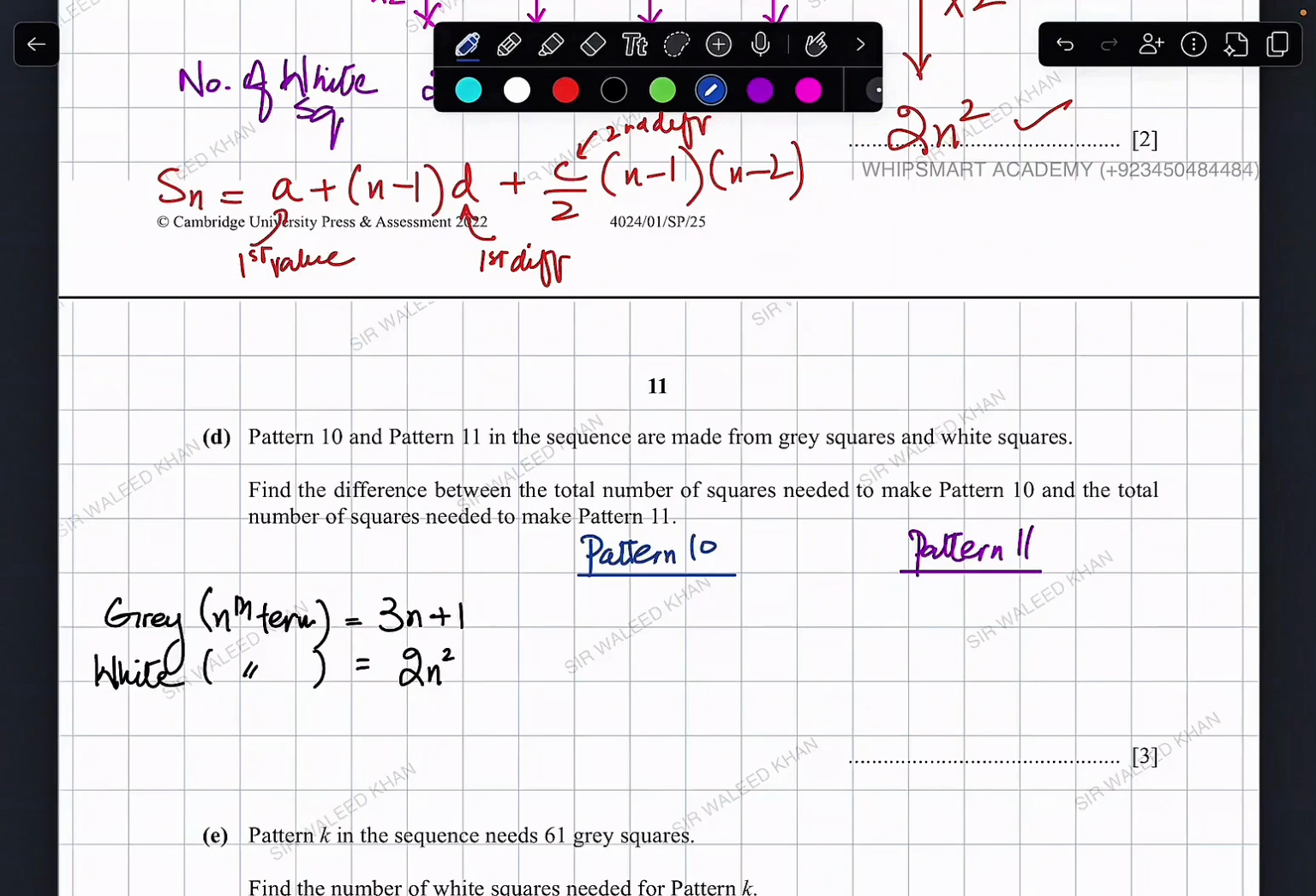For the gray one, it should be 3 times 10 plus 1. So 30 plus 1, 31. For the white one, it should be 2 times n squared: 2 times 10 squared, which should be 200. So what should be the total of it? The total is 231.